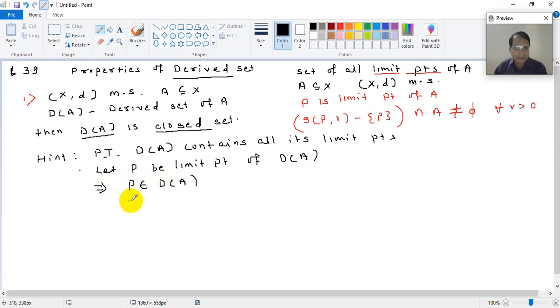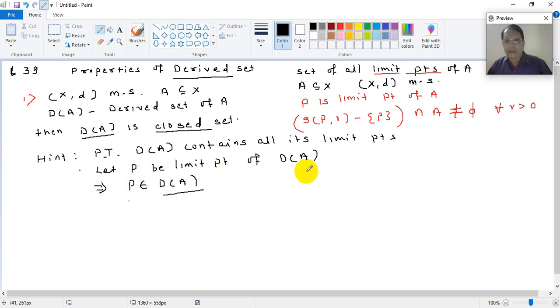आणि हे कधी सिद्ध होणार? P belongs to D of A whenever you will prove P is limit point of A. Derived set of A म्हणजेच काय? Set of all limit points of A. म्हणजेच मी काय करतोय बघा, DA चा लिमिट पॉईंट घ्यायचा आणि तो A चा पण लिमिट पॉईंट आहे असं मला दाखवावं लागेल. लक्षात आलं ना?